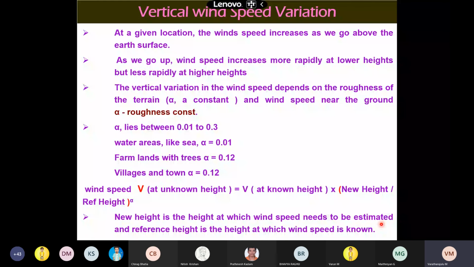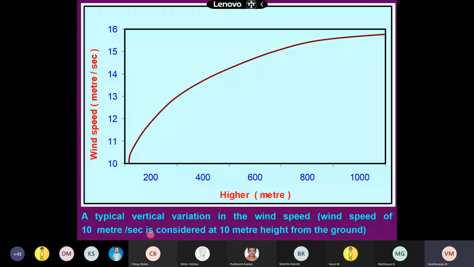And for the typical vertical variation in the wind speed, a wind speed of 10 meters per second is considered at 10 meters height from the ground. See, this was the wind speed in meters per second and the height in meters. At 200 meters, what happens? At 200 meters, it would be around 11.7 or 11.8, and when it was 400 meters, it will be 13.5.